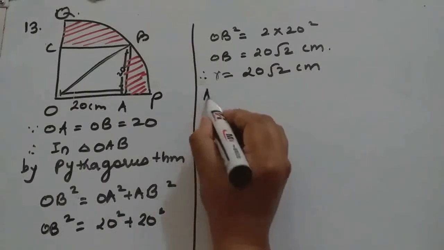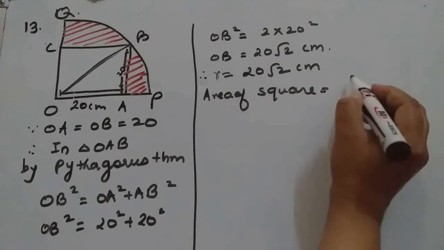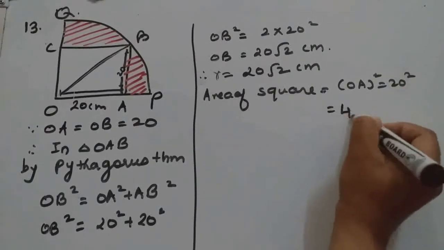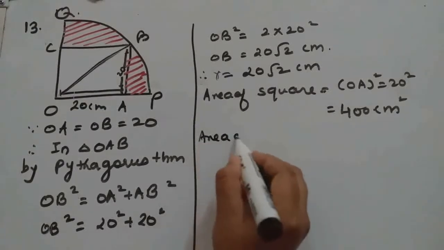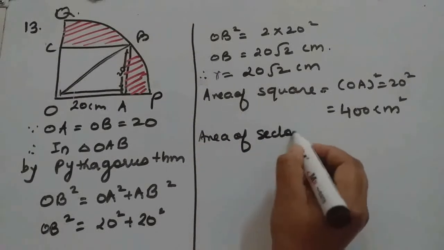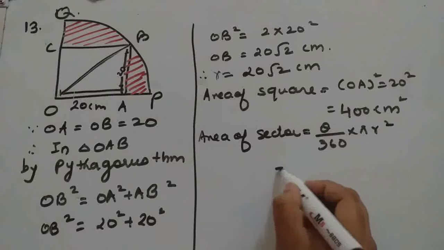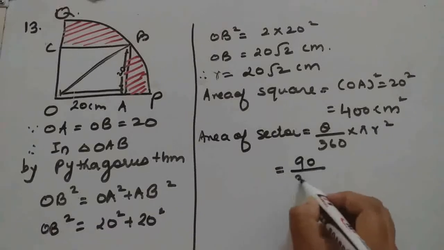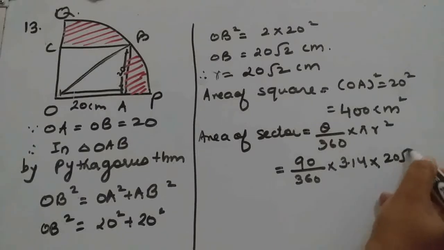Now we will find the area of the square, that is OA square. So 20 square, that is 400 centimeter square. Area of the sector or quadrant: pi we should use 3.14, it is given in the question. So 90 by 360 into 3.14 into R, which is 20 root 2 into 20 root 2.